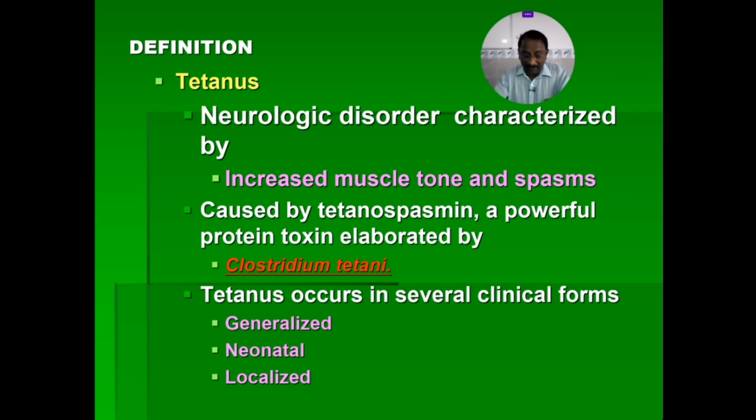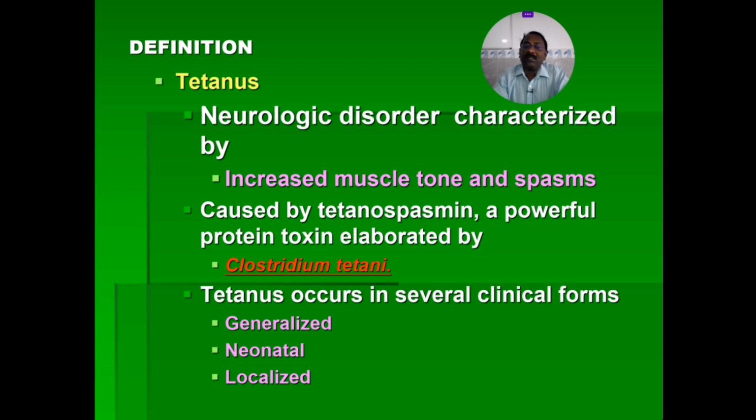It's a neurological disorder caused by a neurotoxin. There are two neurotoxins produced by Clostridium tetani. One is tetanospasmin and the second one is tetanolysin. Tetanospasmin is almost 98% neurotoxic, so there will be increased muscle tone and spasms. If you identify any tetanus patient, he will have a lot of spasms and increased tone. As I told you, this is a powerful protein toxin, tetanospasmin.